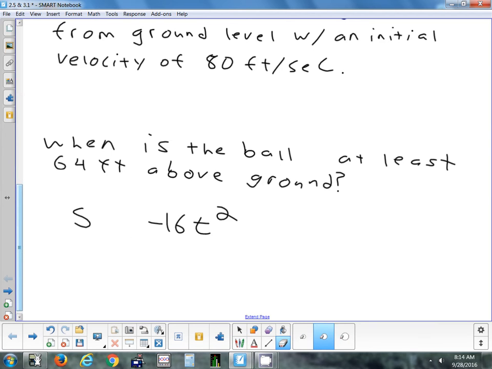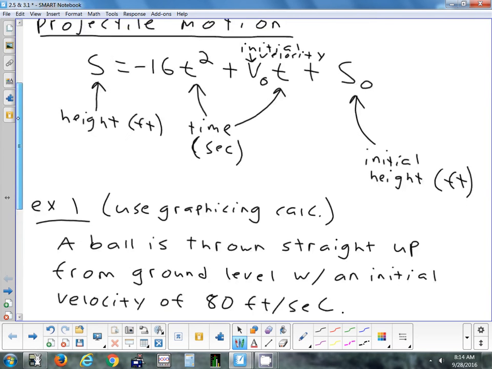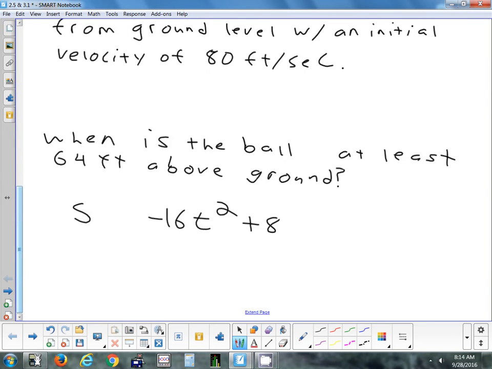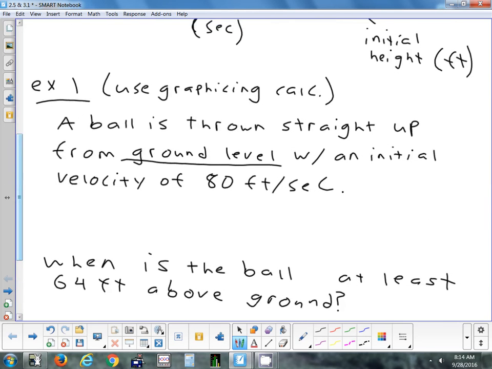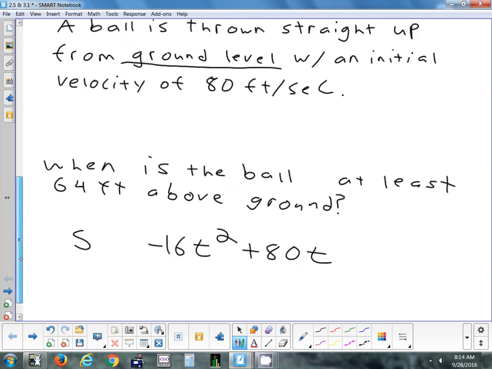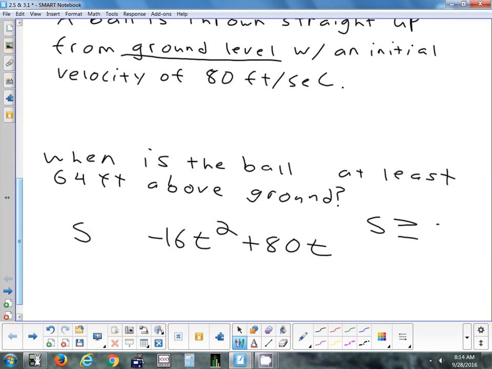Hold off on that for a second. Negative 16t squared plus 80t. And it's being launched from ground level, so that tells me my initial height is 0. So what I'm looking for is this. I want to know when the height is greater than or equal to 64. Any questions on that?